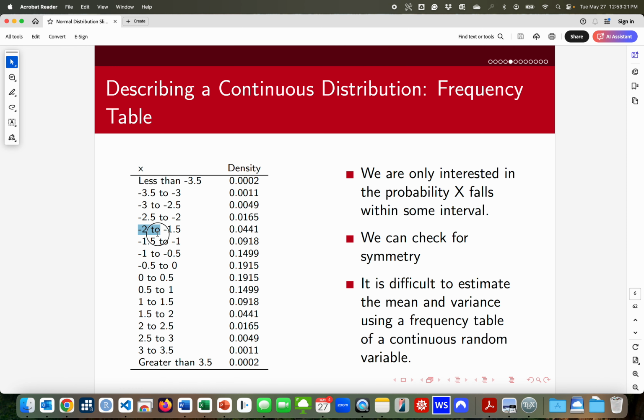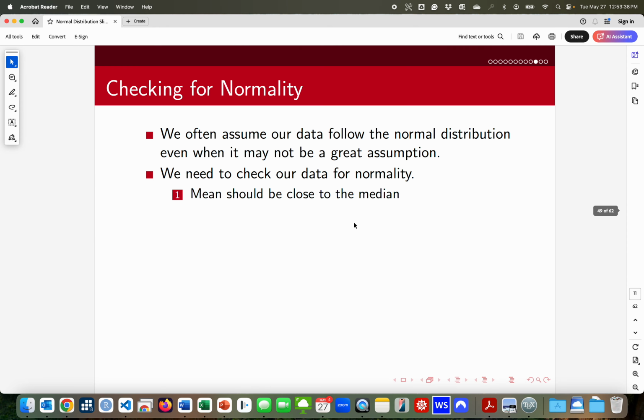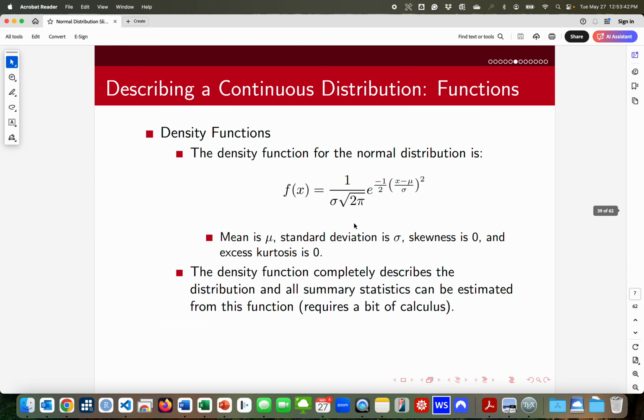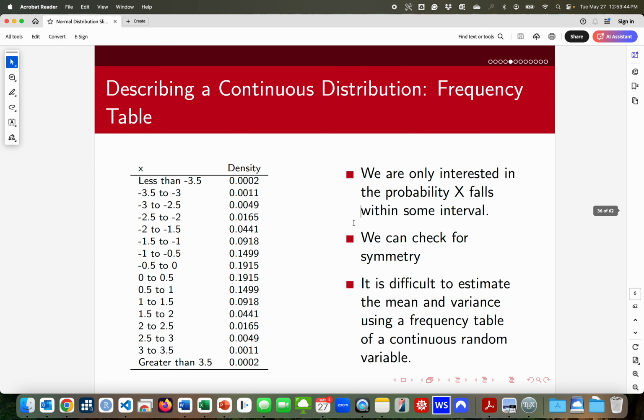If we go from -2 to 2 and add up those probabilities, we should get something pretty close to 0.95. And if we go from -3 to +3, we should get about 99.7%. Is that right? Let me double check that number. Yeah, about 99.7% of observations should fall within -3 to +3 standard deviations. So that's what that rule means.